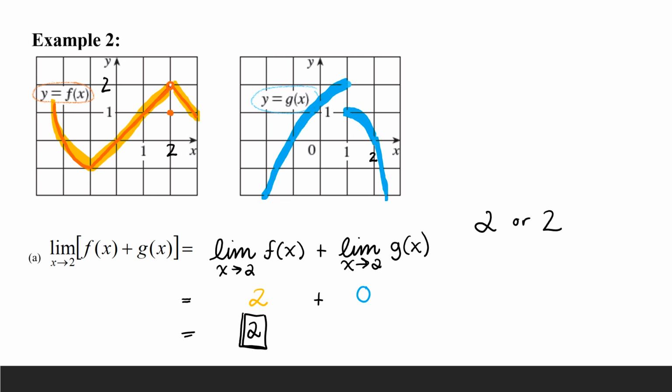Okay, so the limit as x approaches 2 of the quantity f of x plus g of x is 2.